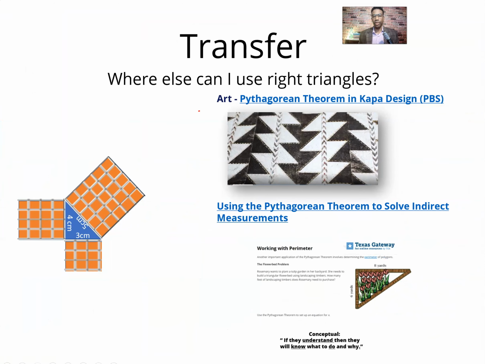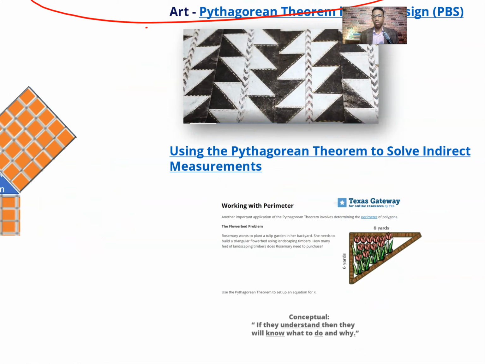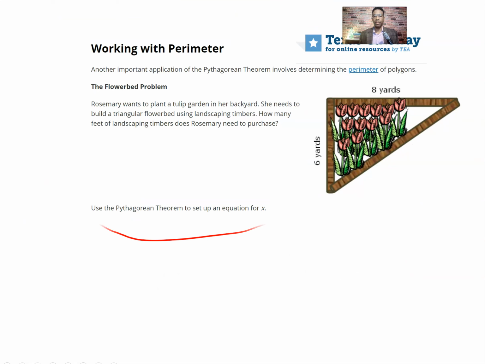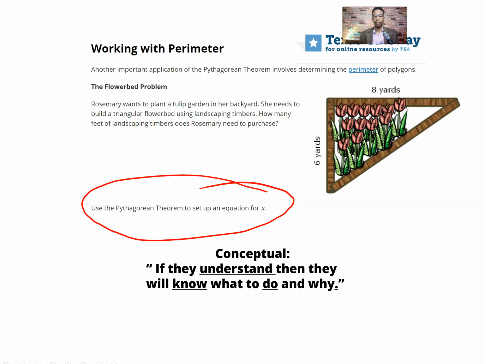And once the students have the generalization, they can begin to ask and answer the question, where else can I use these right triangles? For example, they can use them in art, architecture, or they may be able to help their parents find the hypotenuse on that garden in the backyard that's in the shape of a right triangle. The idea here is that if they understand, then they will know what to do and why.